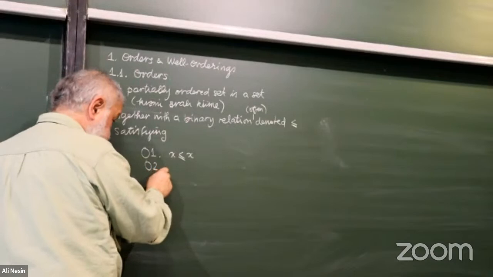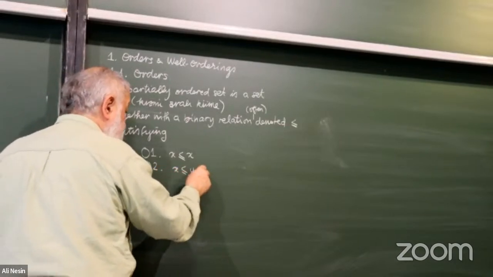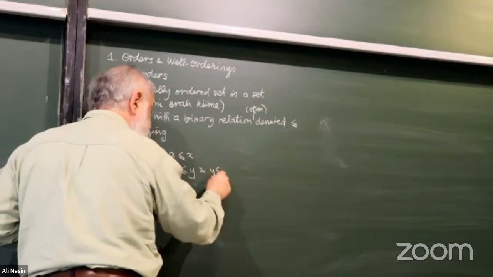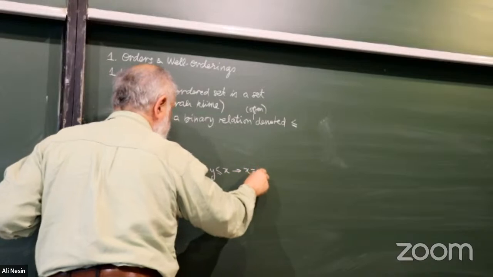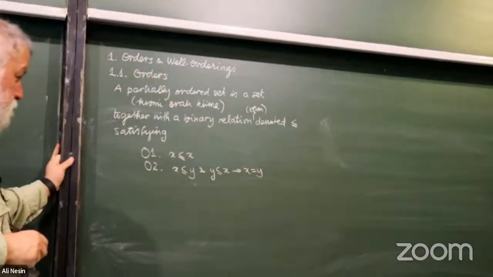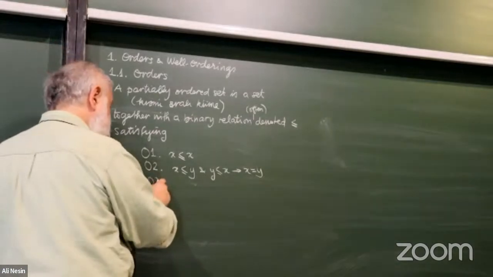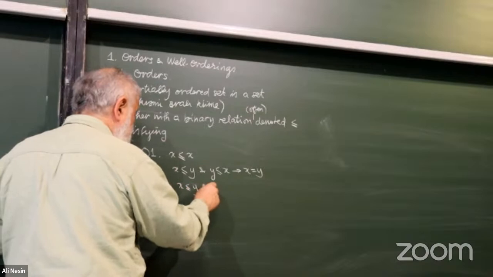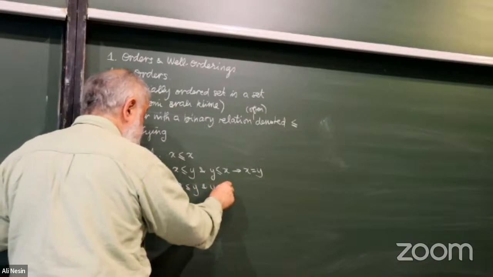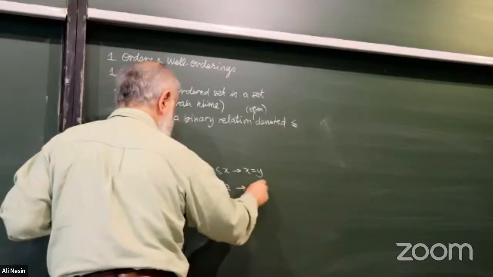O2, if X is less than or equal to Y and Y is less than or equal to X, then X equal to Y. O3, if X is less than or equal to Y and Y is less than or equal to Z, then X is less than or equal to Z.